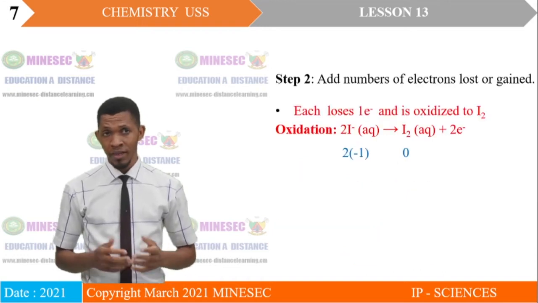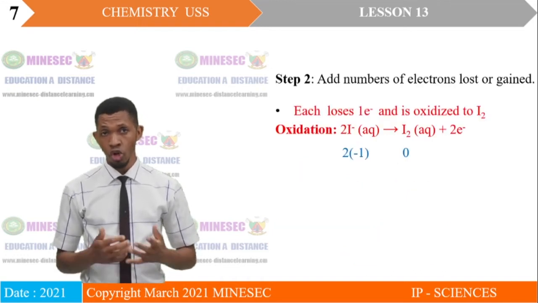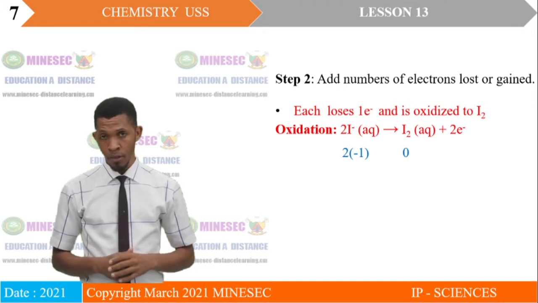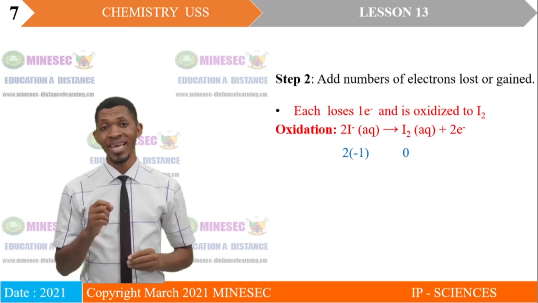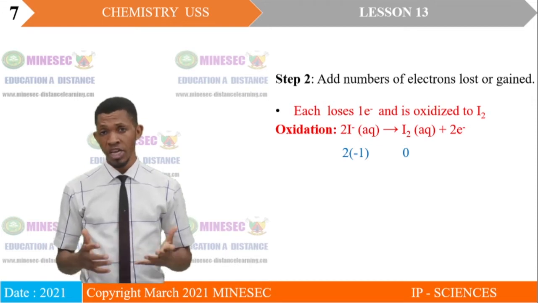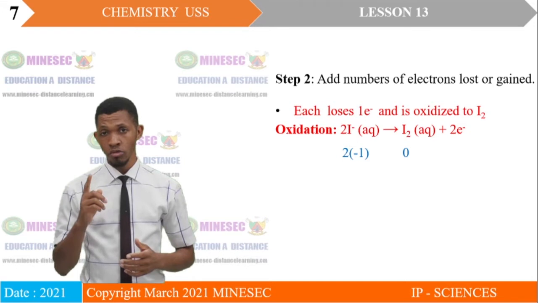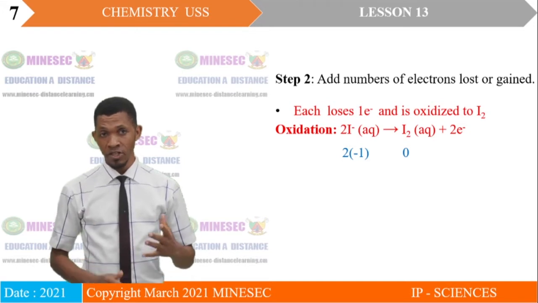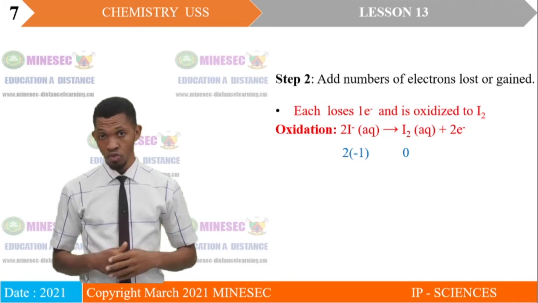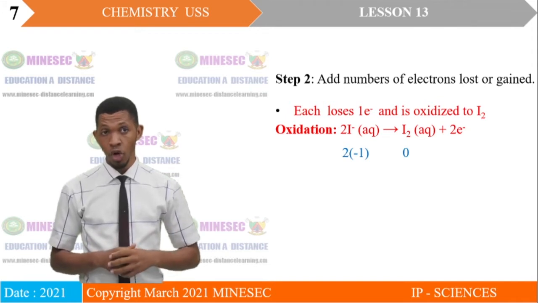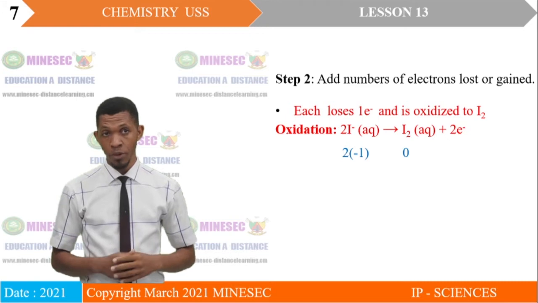Step 2, add the numbers of electrons lost or gained. For the oxidation number of iodine to increase from negative 1 to 0, each iodide ion must lose an electron. And since there are 2 iodide ions in the reaction, 2 electrons will be lost. Therefore, the oxidation equation will be 2 iodide giving 1 iodine molecule and 2 moles of electrons.